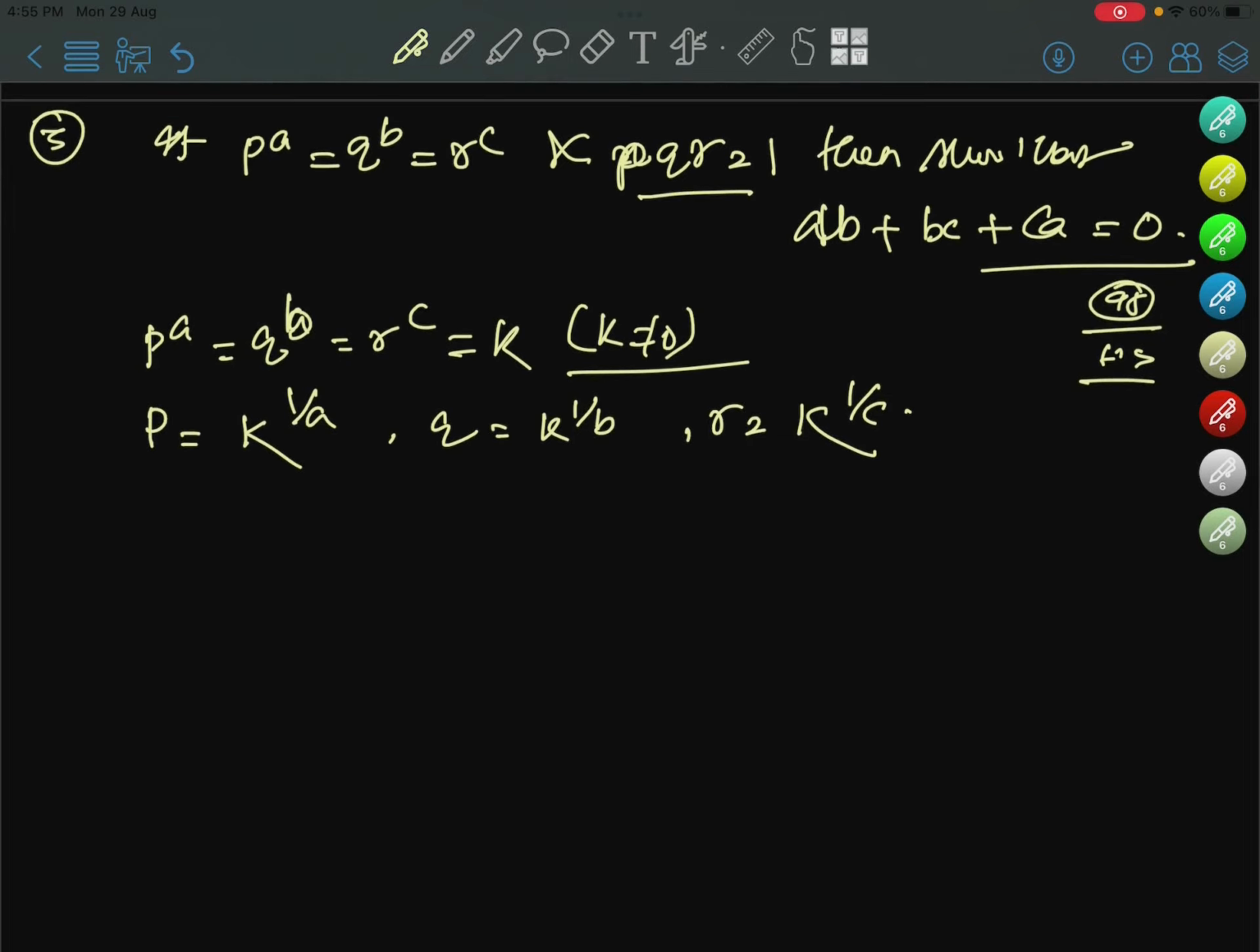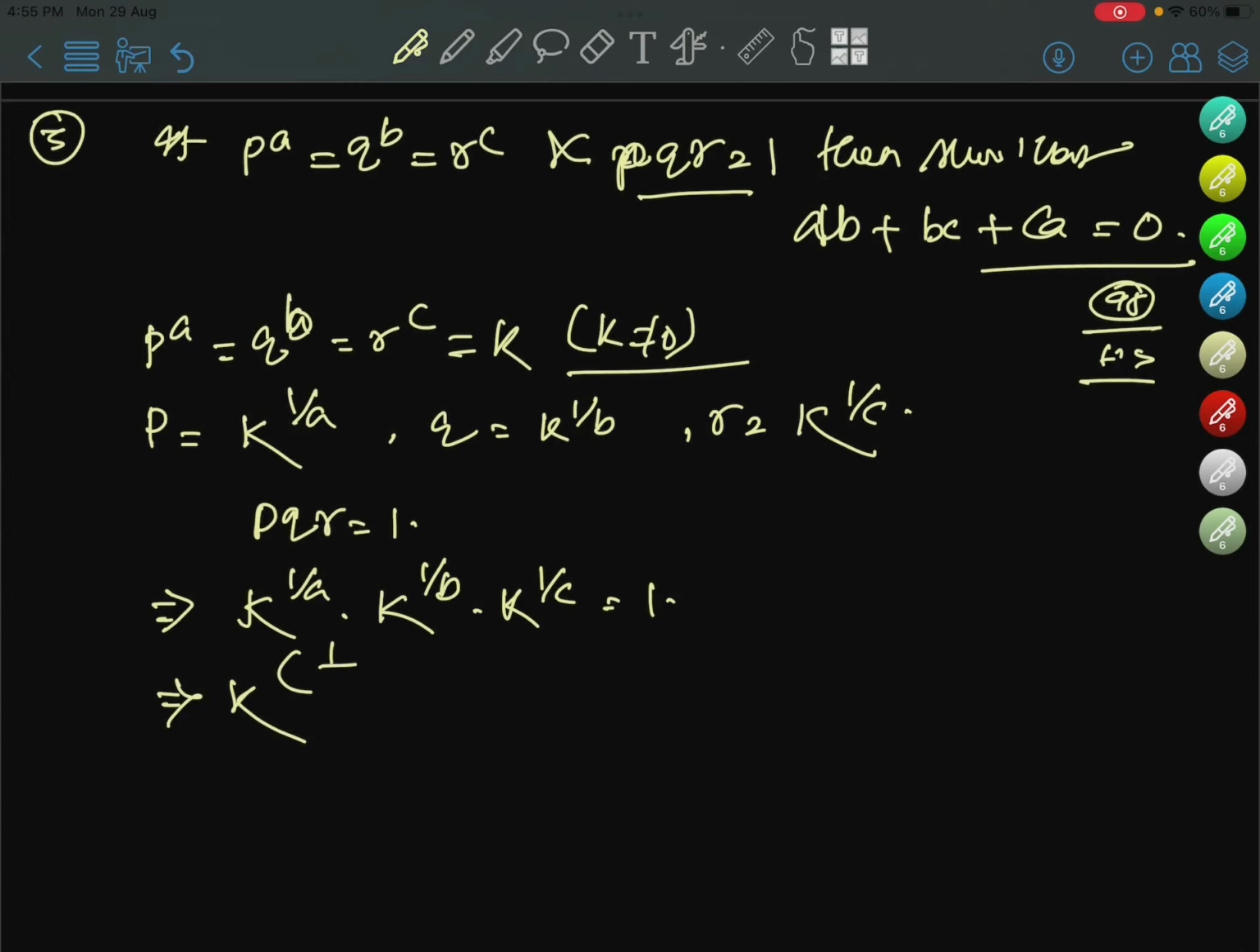Now let's put all this in the second condition. The second condition is pqr = 1. So in place of p we write k^(1/a), in place of q we put k^(1/b), and in place of r we put k^(1/c), and that equals 1. Now k^(1/a + 1/b + 1/c). In place of 1 we can write k^0, and since the base is equal, the indexes will be equal: the right hand side index and the left hand side index.